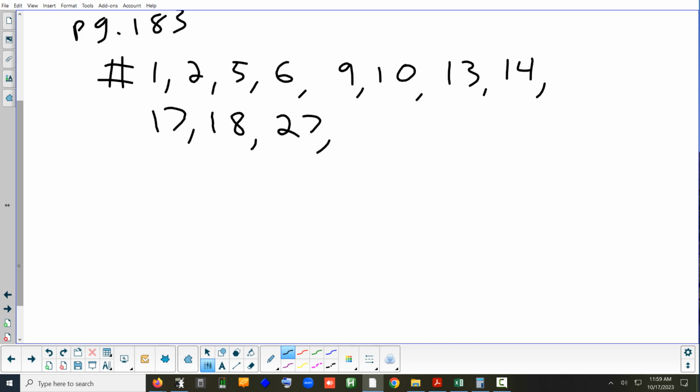So that's the homework for tonight. It's 11 questions on page 183: 1, 2, 5, 6, 9, 10, 13, 14, 17, 18, and 27. We'll go over that first thing tomorrow. We'll finish all the material for this week on 3.5, and then our test will be on Thursday. You're up to many. I gotta give someone else a chance.